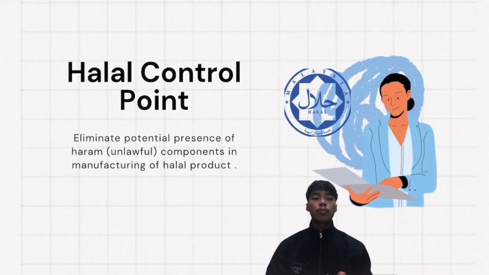HCP, Halal Control Point. Halal Control Point is to eliminate the potential presence of haram, which is an unlawful component, in the manufacturing of the halal product.